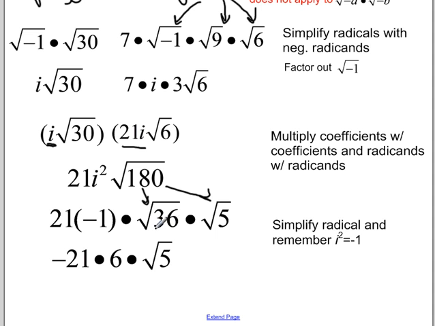Radical 36 simplifies to 6. And just bring down the radical 5. And now you multiply these together. Negative 21 times 6 gives you negative 126. Bring down the radical 5. And we're done.